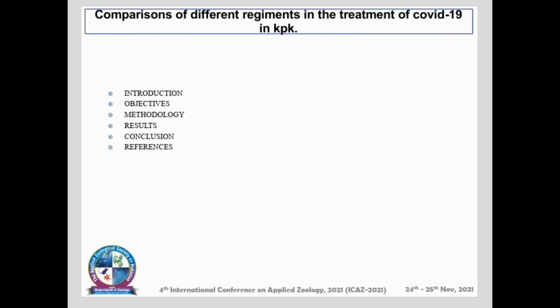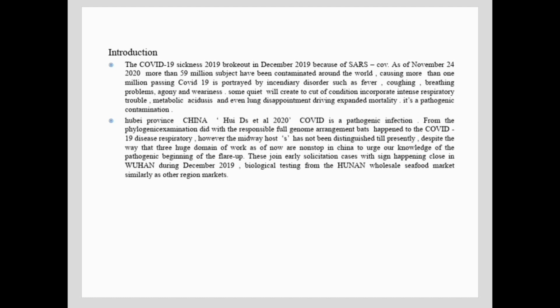The first one is introduction. The COVID-19 sickness broke out in December 2019 because of SARS-CoV-2. As of November 24, 2020, more than 59 million people have been infected around the world, causing more than 1 million deaths. COVID-19 symptoms include fever, coughing, breathing problems, muscle ache, sore throat, etc. Some severe cases develop acute respiratory distress, metabolic acidosis, and even lung failure, leading to increased mortality.